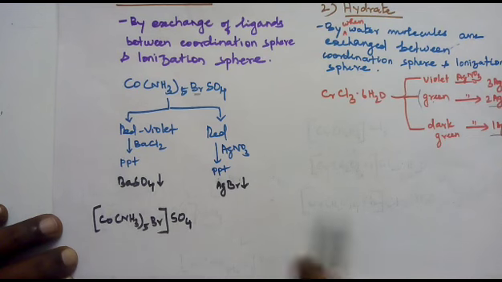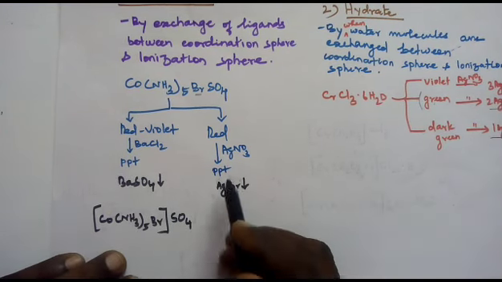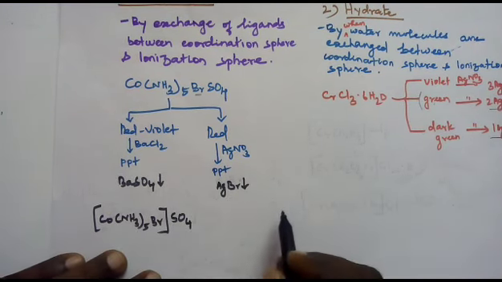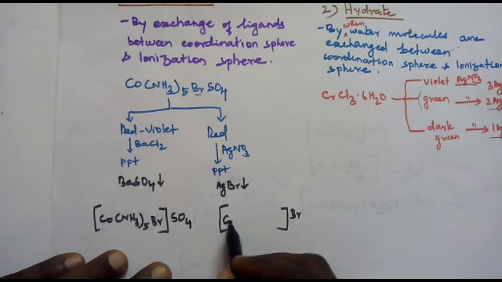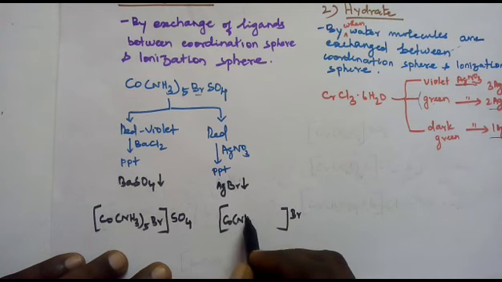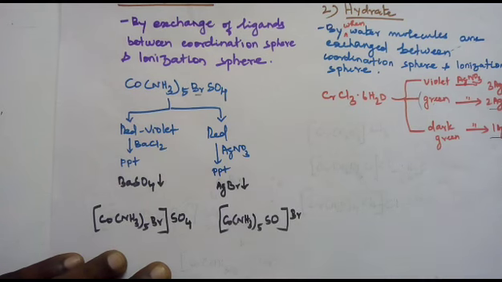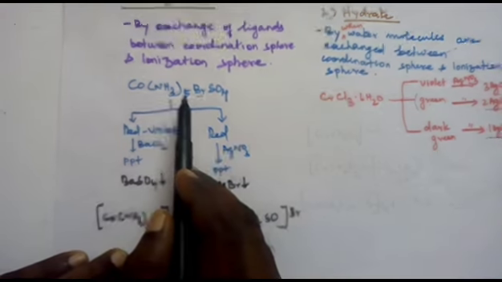That is why you get a precipitate with barium chloride. And here, as I said, bromide is outside the sphere. So what is inside? Write the remaining thing: cobalt, pentammine, sulfato. Pentammine sulfato cobalt(III) bromide. So these are the two isomers having the same molecular formula.